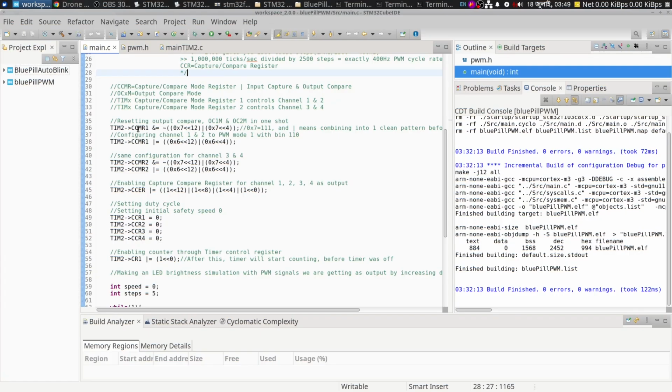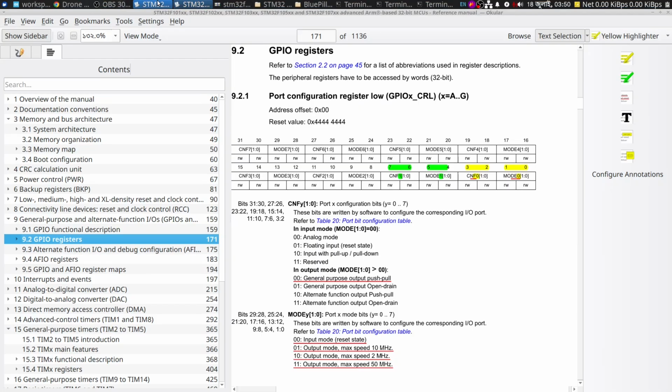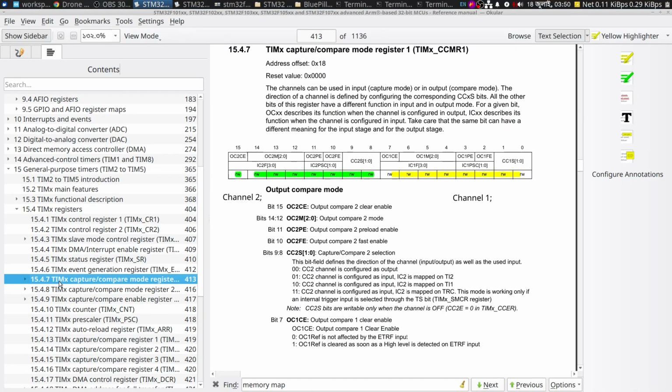Here is the capture compare mode register 1. We are configuring these two registers. They are in the reference manual. We're going to the capture compare mode register.